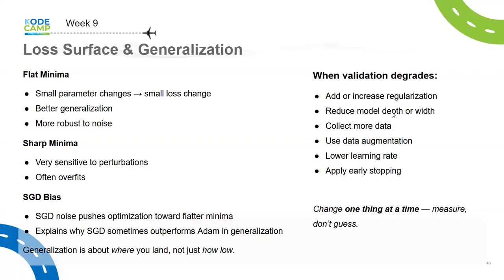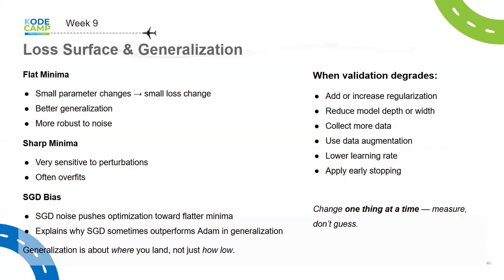Reduce your model depth or width, right? If you are overfitting, because model depth is a factor, it increases the capacity and complexity of your model. Width, same thing. Collect more data. So sometimes it may not be the model, it's just that you didn't give enough data, right? Because if you don't have enough data and you're training a model, that model will not perform well in the real world.